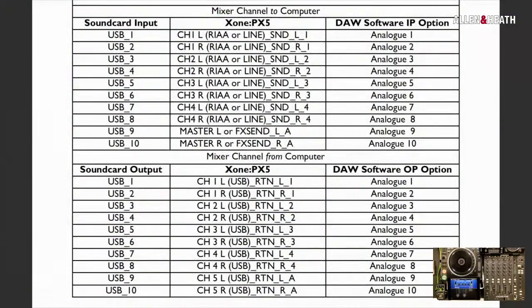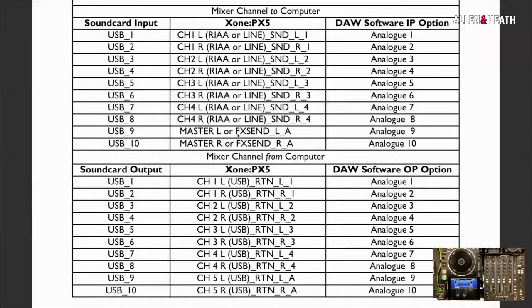And one of the other advantages of using the USB as a kind of effects return, this is the PX5. So the sound card inputs and outputs: the sound card input is the mixer channel sending to the computer, or the iPad in this case. So how I've got it, I'm using 9 and 10 as a sound card input, and that is a switched option on the PX5 between the master left and right or the FX send. So I've got that option set on the rear of the mixer.